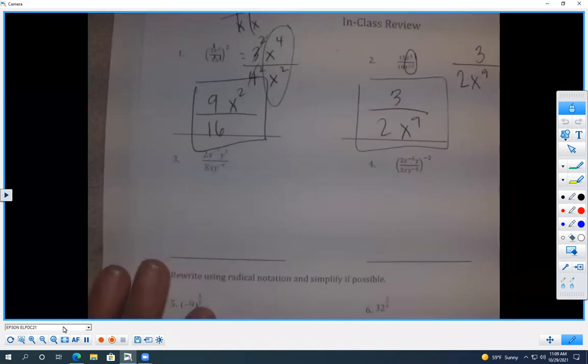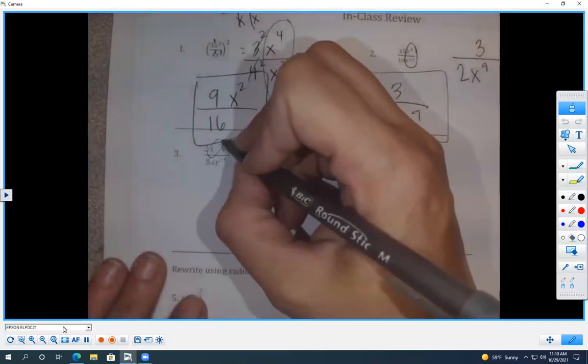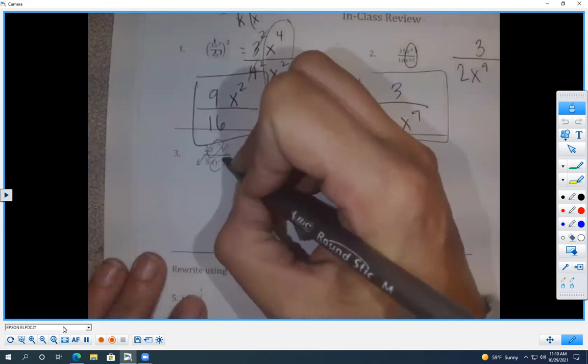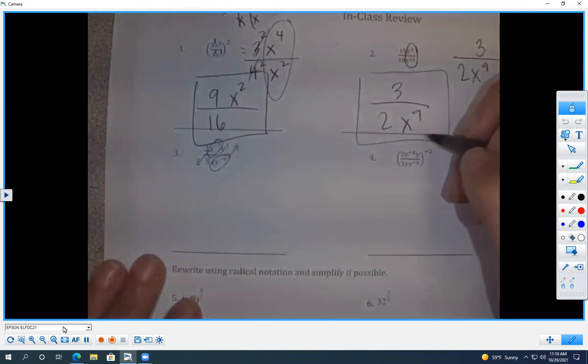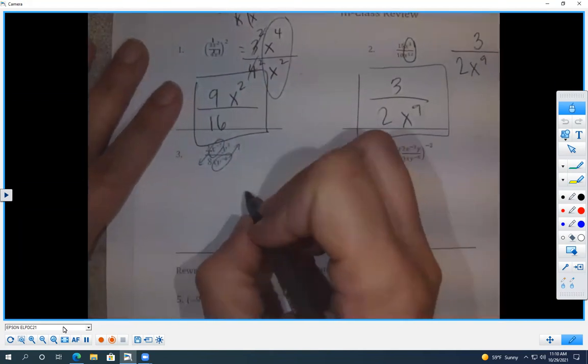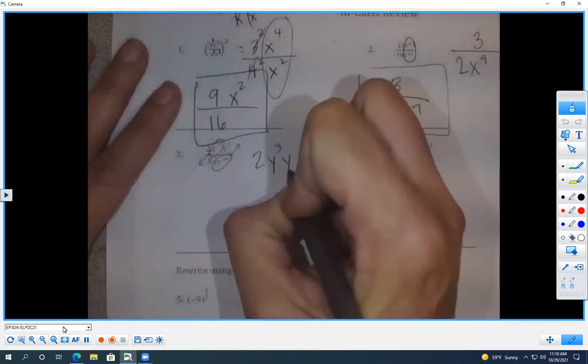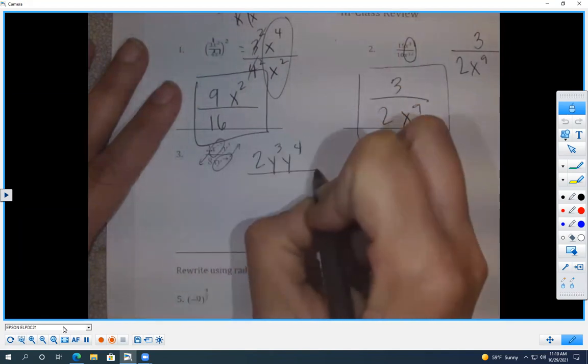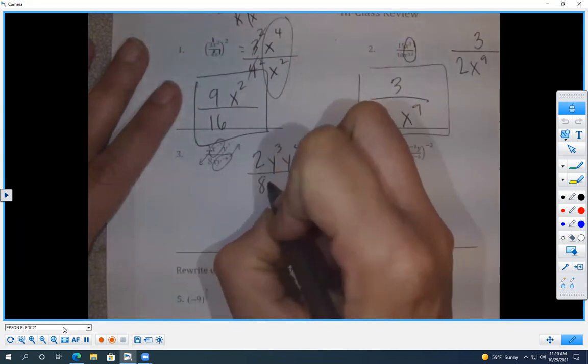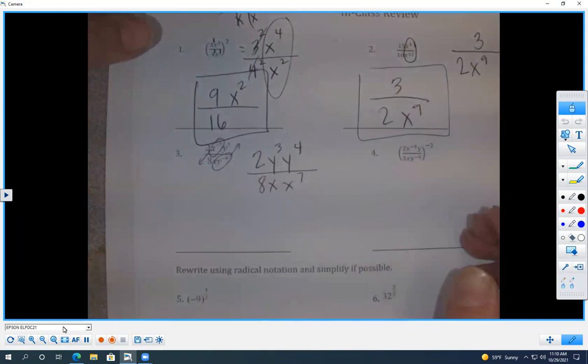Look at number 3. Got a lot of things to do there. First thing, fix your negative exponents: I need to move x to the negative 7 down, y to the negative 4 up. So when you do that, you're left with 2y to the third, y to the 4th on top. On bottom, you have 8x, x to the 7th.